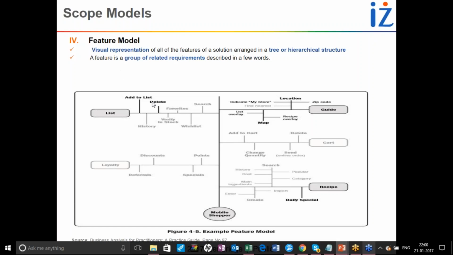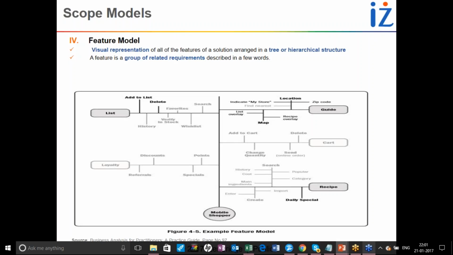A list is related to that list. You can delete the list, you can add it to favorites, you can search the list. All these are related. So this helps to group the related requirements, and it can be represented as a tree or hierarchical structure.